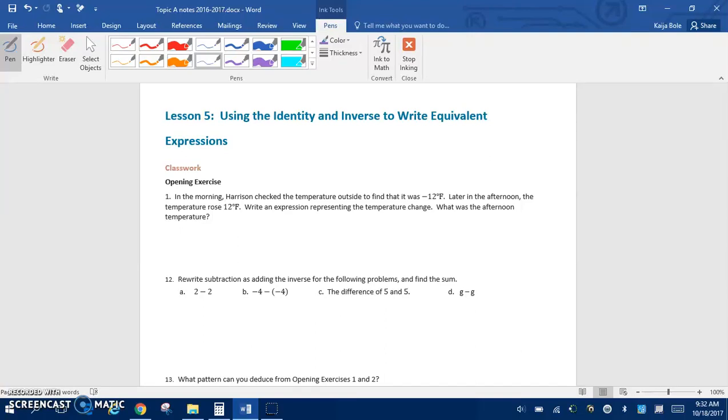Alright, so here we are on lesson 5, using the identity and inverse to write equivalent expressions. So you should be on page 12 of your note packet. In the opening exercise it says, in the morning Harrison checked the temperature outside to find that it was negative 12 degrees Fahrenheit. Later in the afternoon, the temperature rose 12 degrees Fahrenheit. Write an expression representing the temperature change.